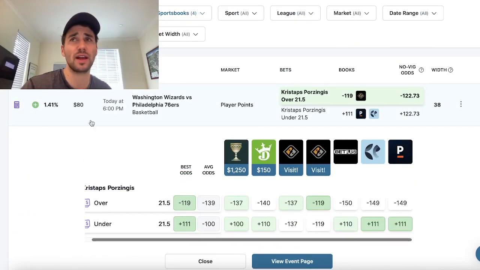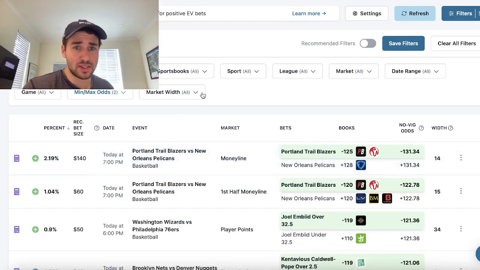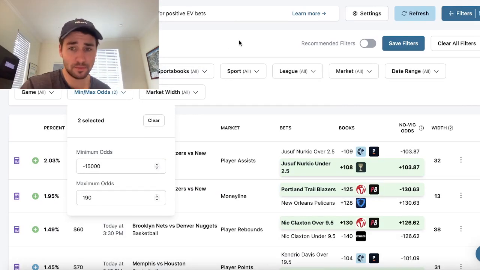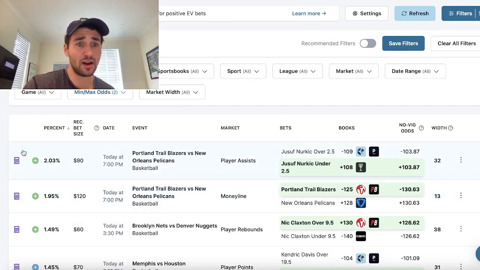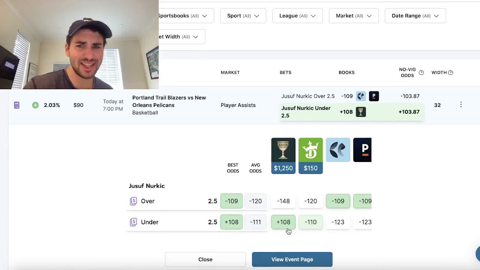And a lot of people are like, oh, if you go ahead and put in all sportsbooks, you'll see, okay, if I set max odds to 190, which I typically do, the top most profitable play on OddsGym right now is 2%. So a lot of people are like, oh, that's not a ton, right? 2% profit margin. But what you have to remember is this game is today.